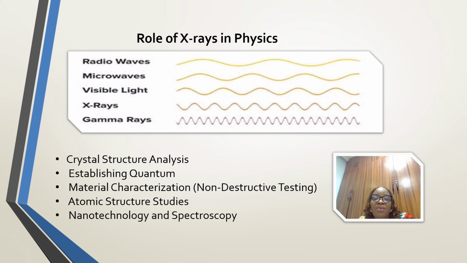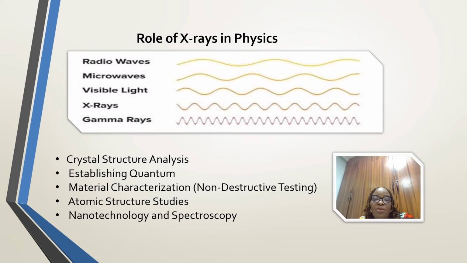Role of X-rays in physics. Crystal structure analysis. X-rays are used in diffraction experiments to determine the atomic arrangement in solid crystals. This enables the determination of complex molecular structures such as the double helix of DNA. Establishing quantum theory: Compton scattering in 1922 confirmed that X-ray photons behave as particles by colliding with electrons, validating Einstein's theory of quantum light.